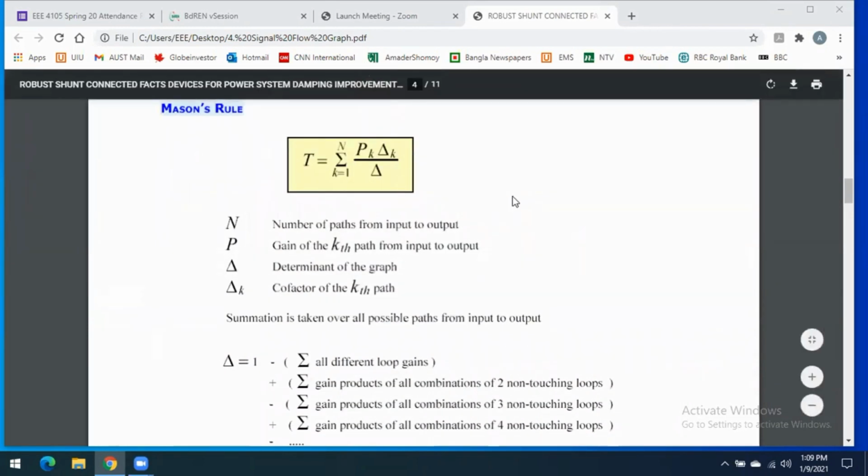And I told you what is Mason's rule. This rule you memorize. The overall transfer function is the sum over k from 1 to n of Pk delta k, divided by delta. N is the number of forward paths and Pk is the gain of the forward path. So if there are 3 paths, k will be 1, 2, 3, and Pk will be P1, P2, P3. And P1 would be the gain in path 1. So I was explaining to you all this.